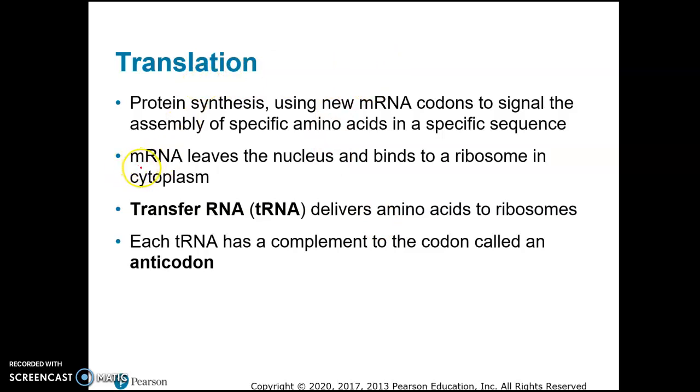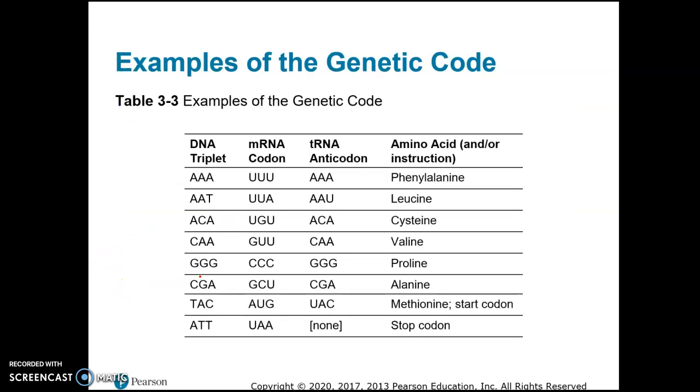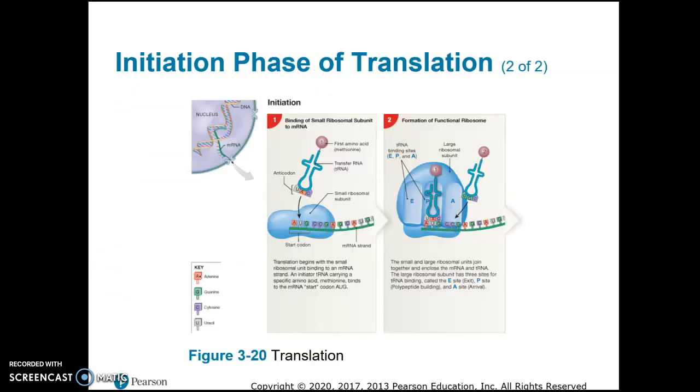The messenger RNA leaves the nucleus and binds to a ribosome. And then transfer RNA delivers amino acids to the ribosome. So where messenger RNA contains triplet codons, transfer RNA contains triplet anticodons. And so this is how that kind of works.